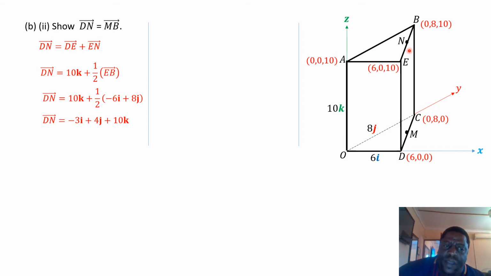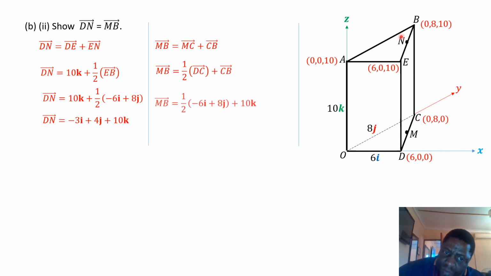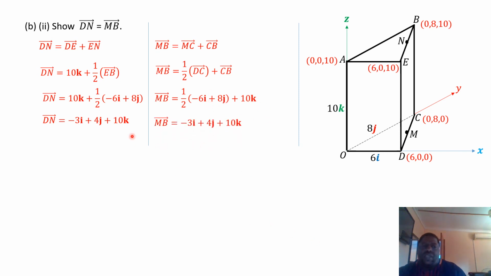Okay. Now let's look at MB. M to B is MC plus CB, because we are looking for M to B. So it's that little distance there, which is half of DC, plus that 10k there. Half of DC from my previous work, I will arrive at the same answer. Then I've proven that these two are exactly equal.